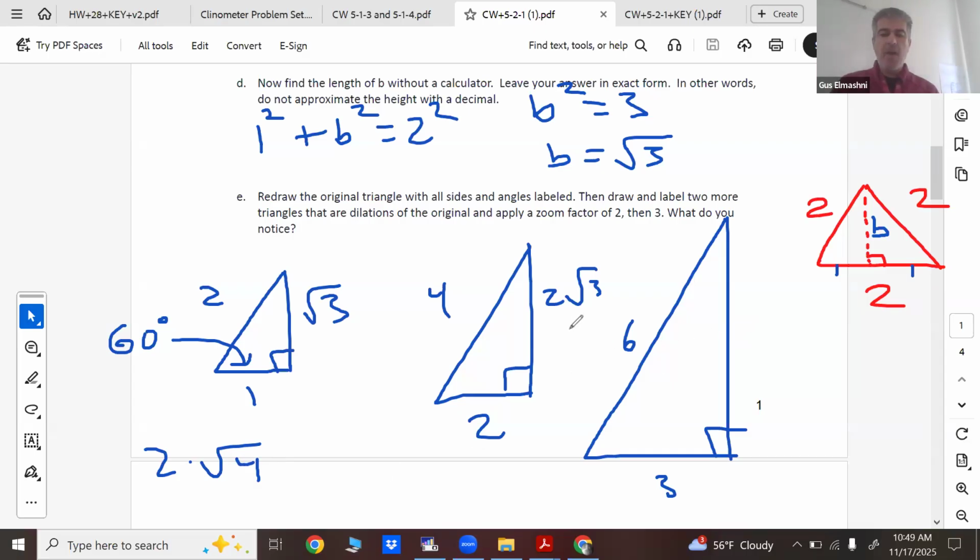I'm tripling. So what's happening is that all the ratios stay the same. Are you okay? All right. So what do you notice? The ratios stay the same.